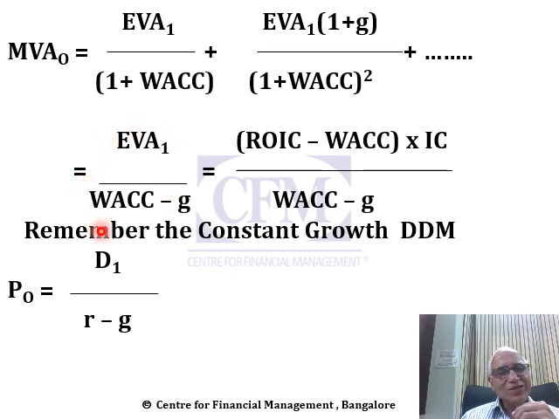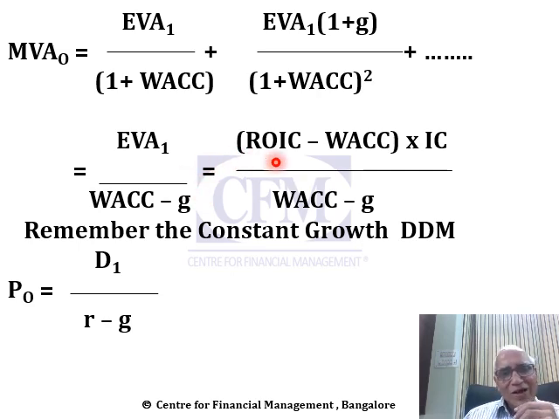This equation is identical in nature to the constant growth dividend discount model that we have learned in an earlier session. There we learned that if the dividend stream grows at a constant rate of G%, then the value of the share is equal to dividend a year from now divided by R minus G, where R is the required rate of return by equity shareholders and G is a constant growth applicable to dividend. We have a similar equation here.